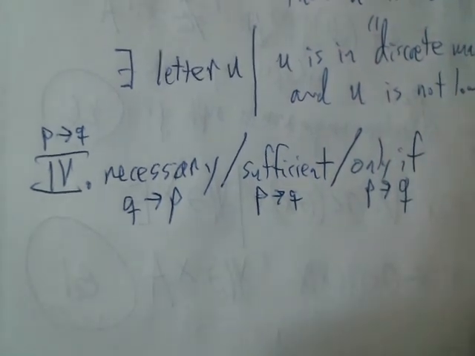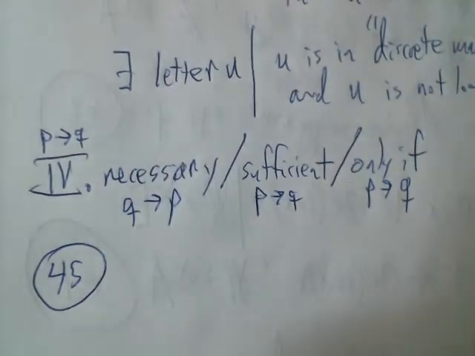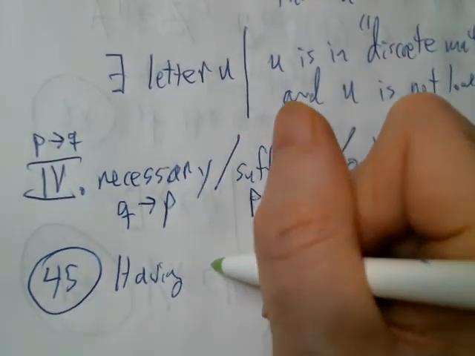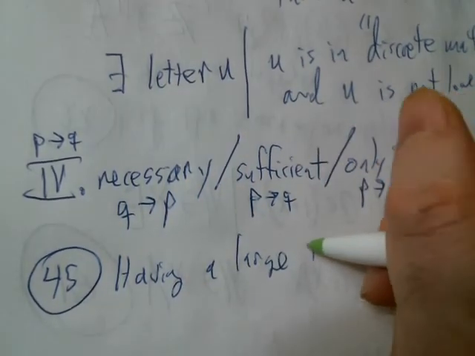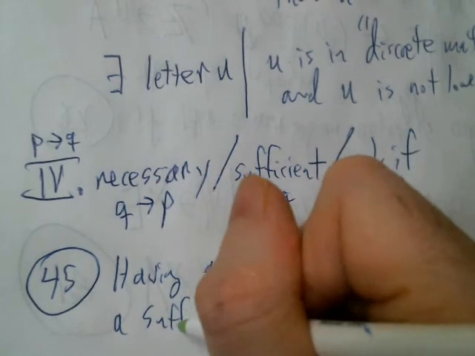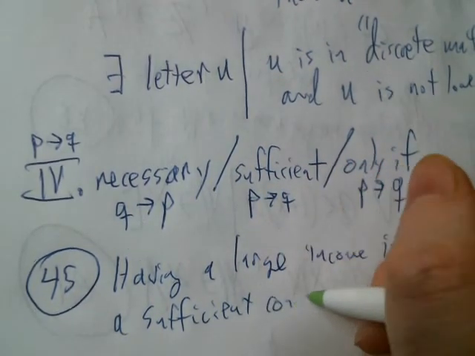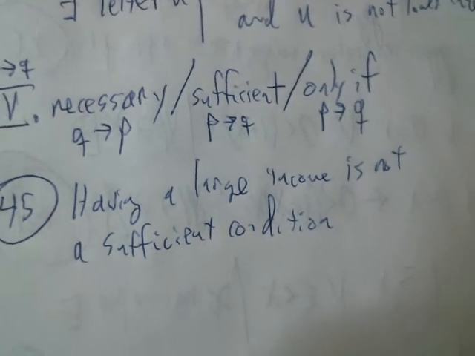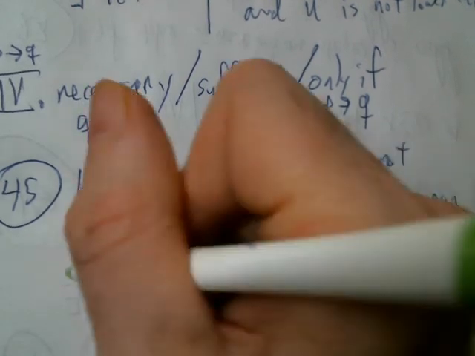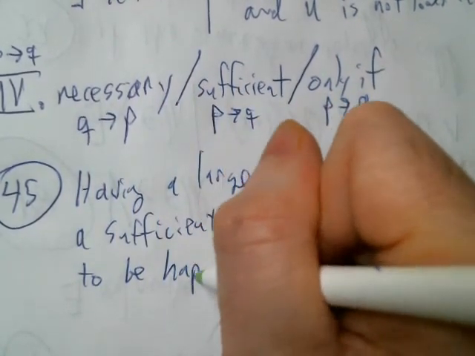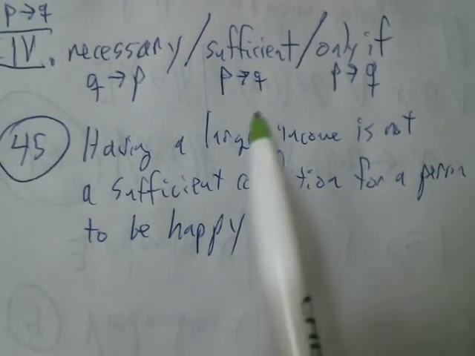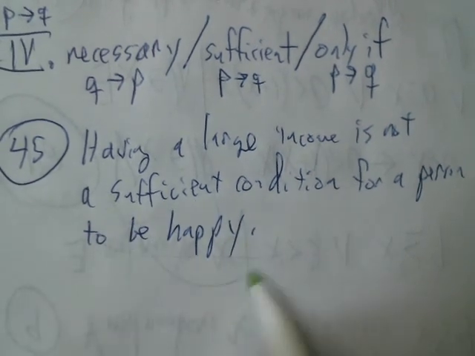Okay. All right, so 45, they want you to rewrite the phrase without the sufficient condition part. And so let's look at it. Having a large income is not a sufficient condition for a person to be happy. Okay, so what I'm going to do first is write it as a universal, and then I'm going to negate it to create this phrase here.